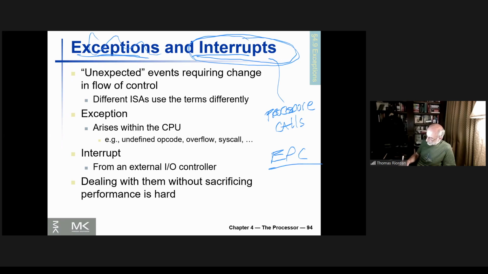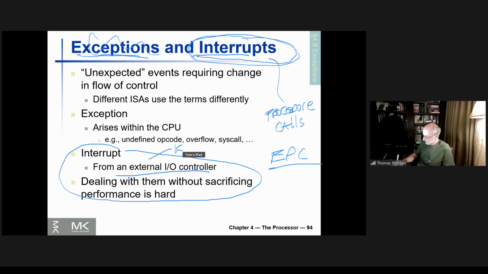So anyway, the important case here is this one, an interrupt from an external IO controller of some sort. And an external IO, for the simplest case, is just a key press. That's external IO when you press a key. And when you press a key, you want something to happen fast.